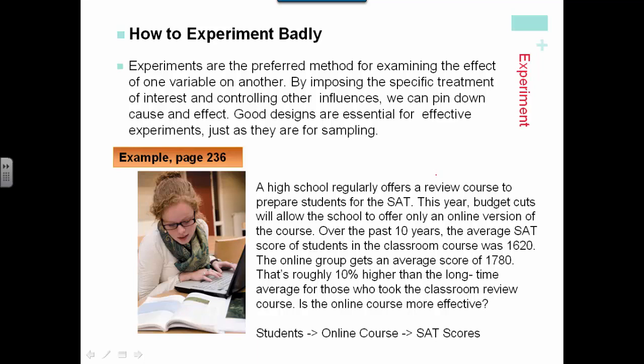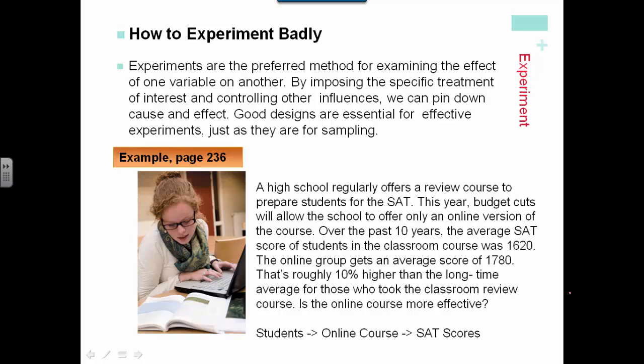Experiments are the preferred method for examining the effect of one variable on another. By imposing a specific treatment of interest and controlling other influences, we can pin down cause and effect. Good designs are essential for effective experiments, just as they are for sampling.